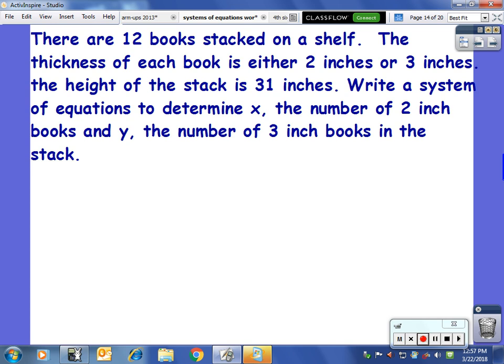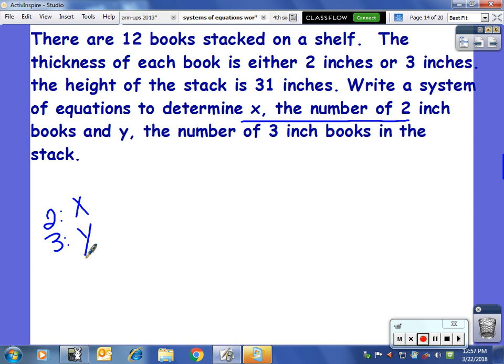Now, this is kind of like the pencil lead problem and the problem where you're dealing with the same. We got books. They're both books, but some of them they're different widths. They tell you what to call them. The 2-inch ones are going to call X. The 3-inch ones are going to call Y. So keep that in mind.